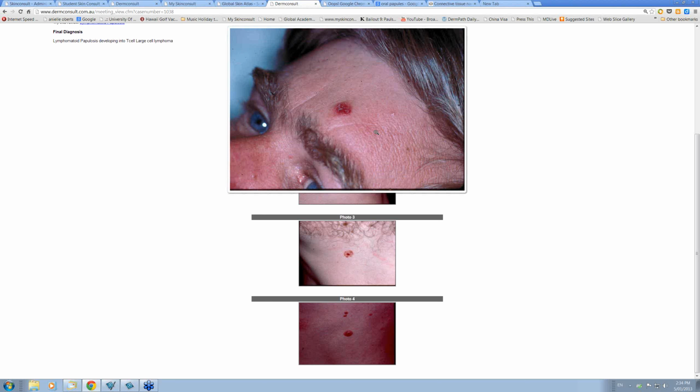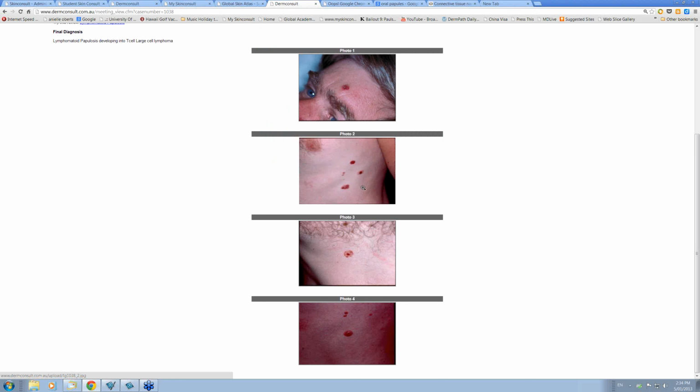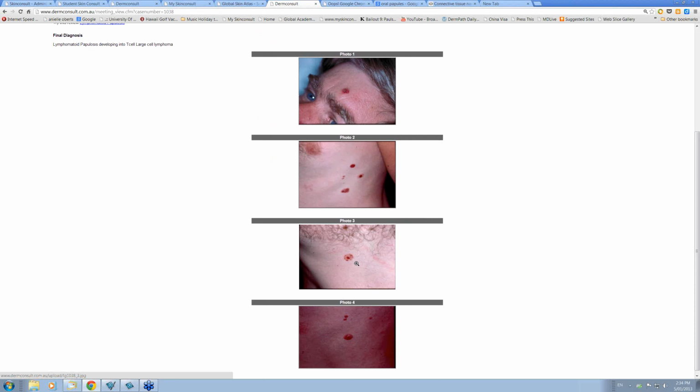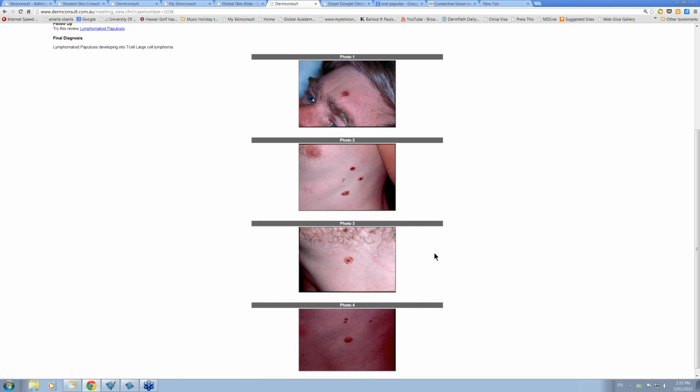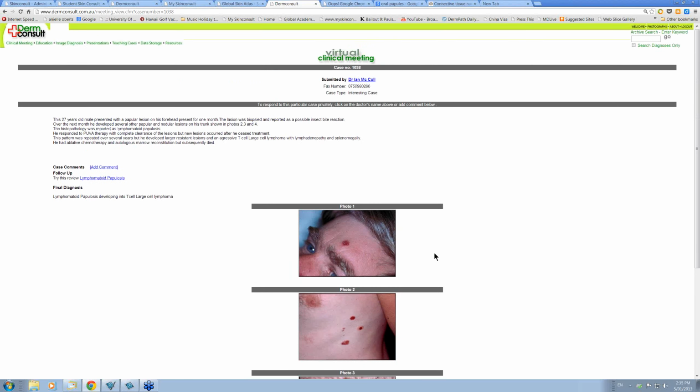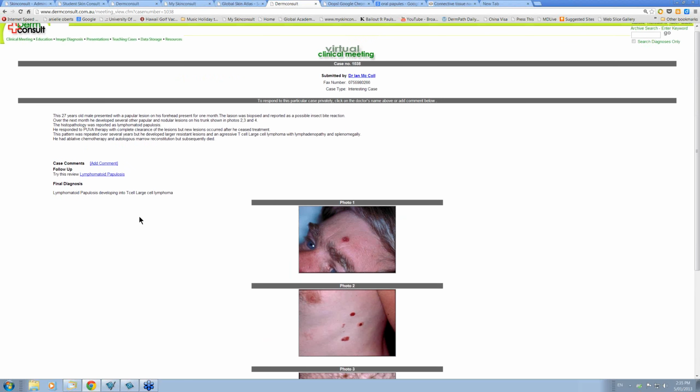But he subsequently went on and developed these other things, and later on he developed a T-cell lymphoma, a proper T-cell lymphoma of the skin. Look at this one as well. Curious looking lesions, aren't they? Quite bizarre. There are some other references there you might want to look at.